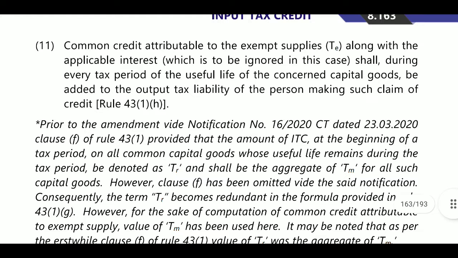Next, point number 11. Common credit attributable to the exempted supplies, along with the applicable interest, shall during every tax period of the useful life of the concerned capital goods be added to the output tax liability of the person making such claim of credit.